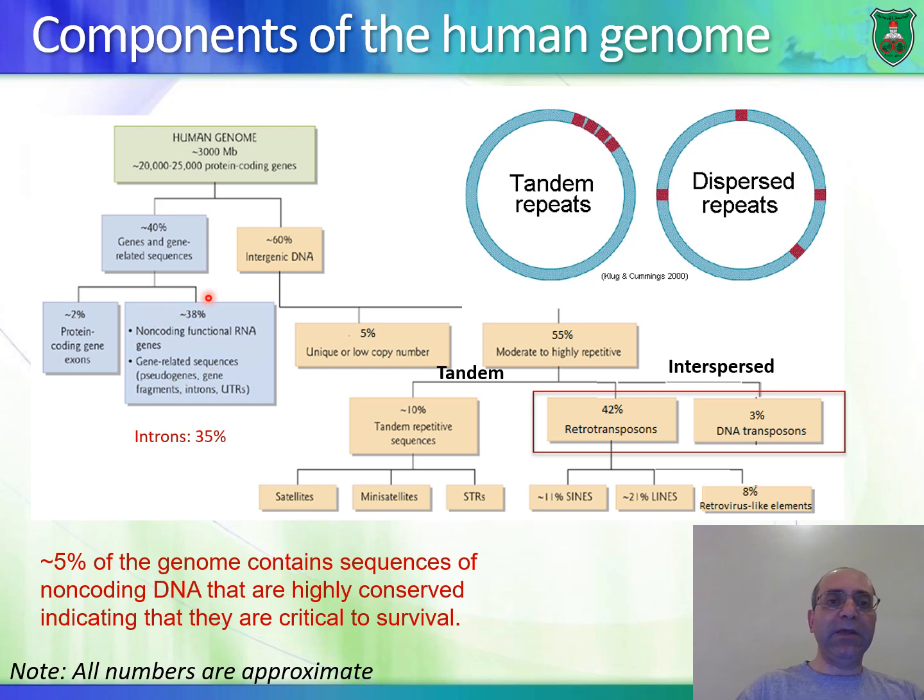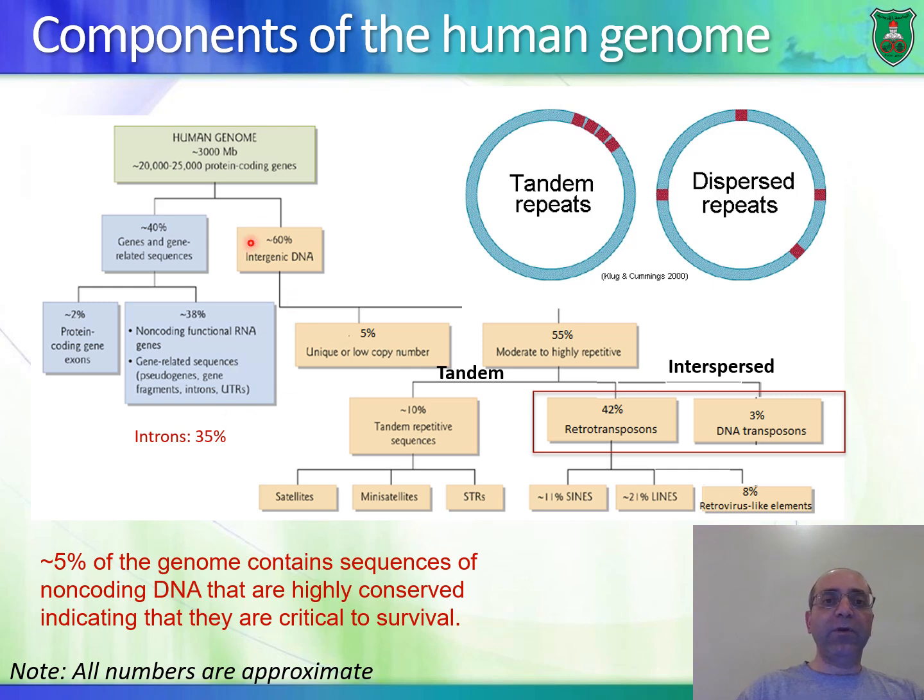Now, if you look at these non-coding regions, they are mainly introns. About 35% of the human genome is introns, but there are other gene-related sequences known as pseudogenes. Pseudogenes are fake genes. There are also gene fragments, introns, of course, and untranslated regions, and we'll talk about untranslated regions later on.